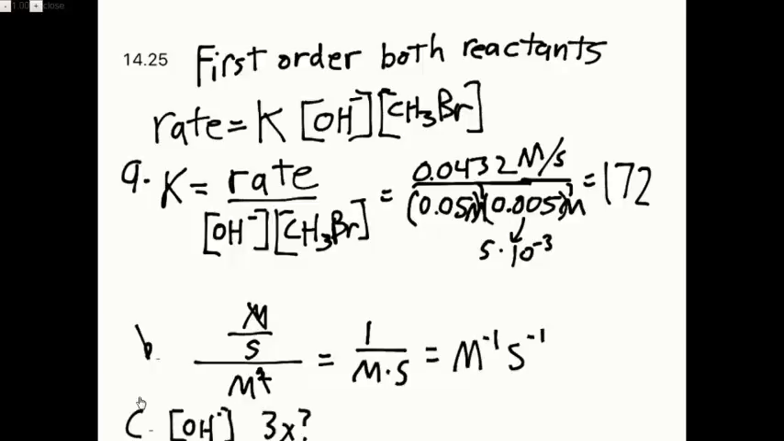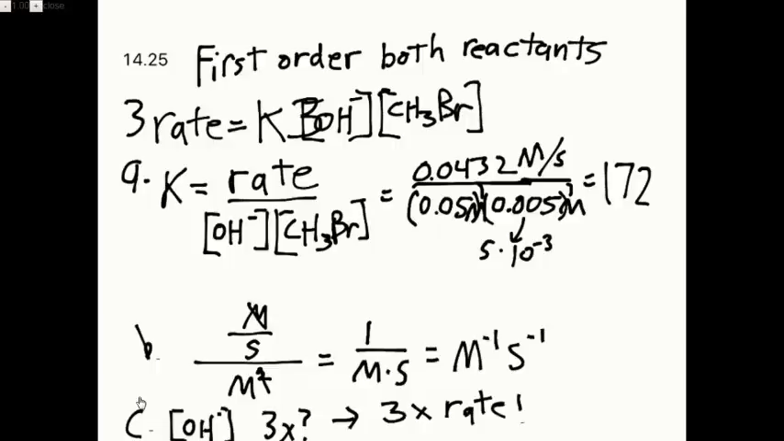Part C is what would happen if we tripled the concentration of hydroxide. Well, the rate is proportional to the concentration of hydroxide. So if we multiply by 3 up here, the rate necessarily has to get tripled. It sounds pretty simple, right? That's because this is a first order reaction, or it's a first order reactant.